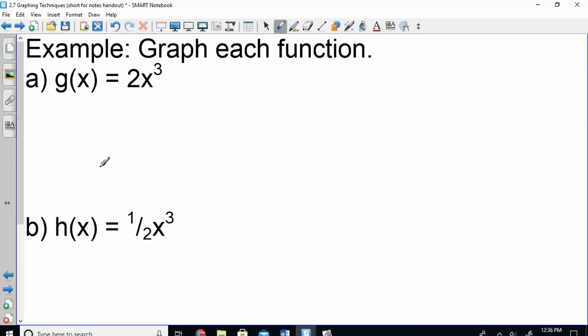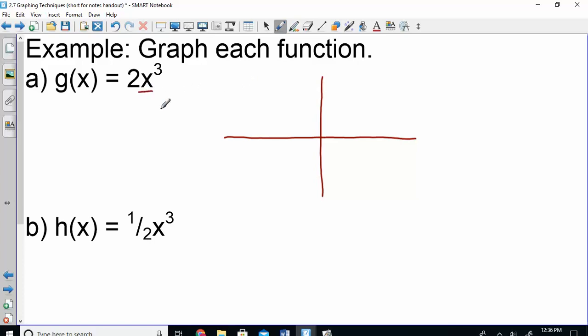So on these, what I will expect is a parent function and then our final graph every single time. Parent function and a final graph both, I want a minimum of 3 exact points. So, what is my parent function here? X cubed. That was one from before.